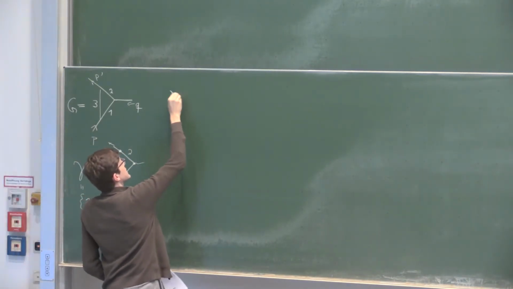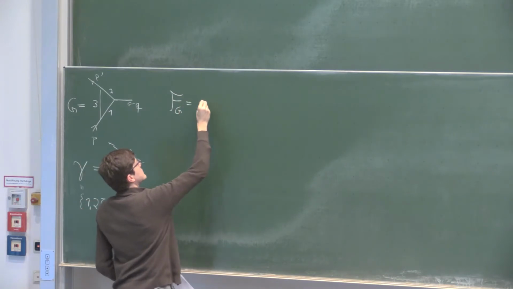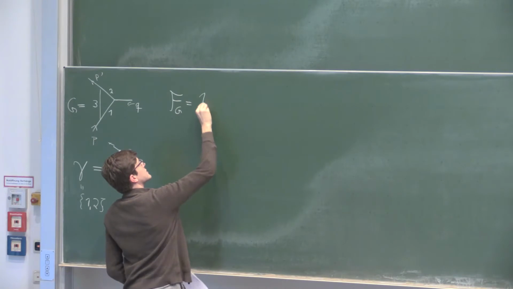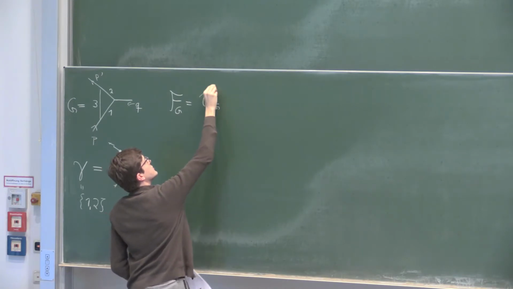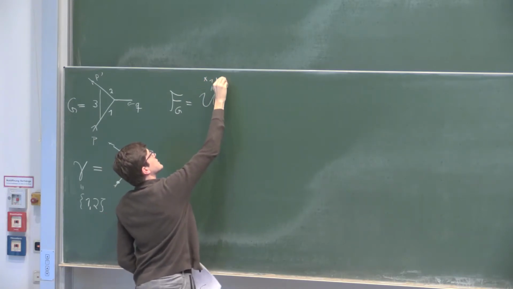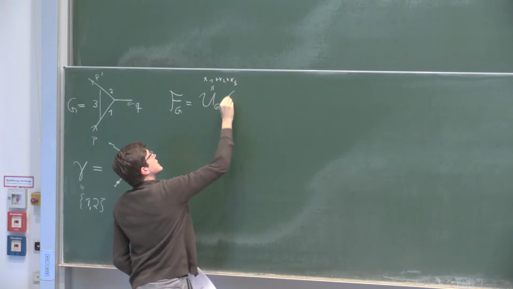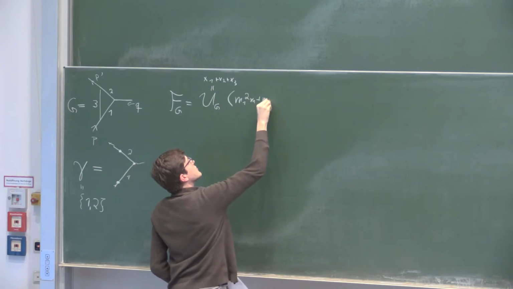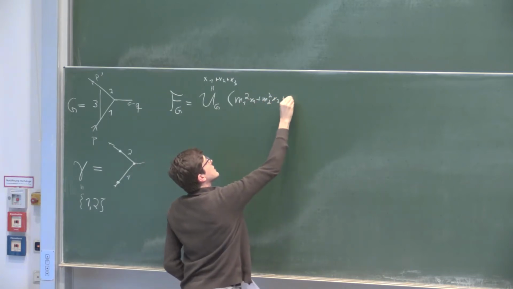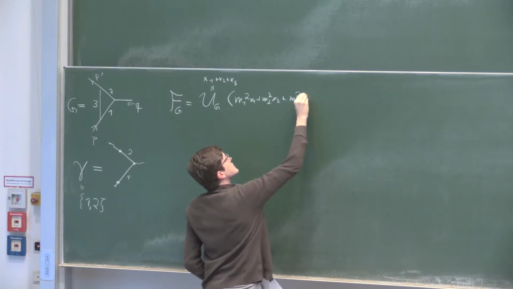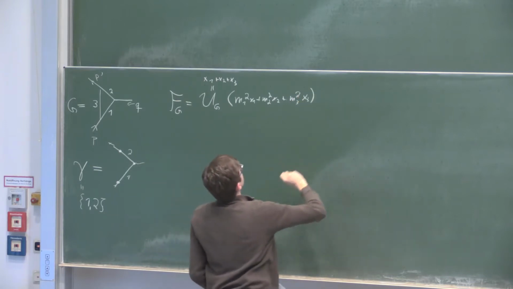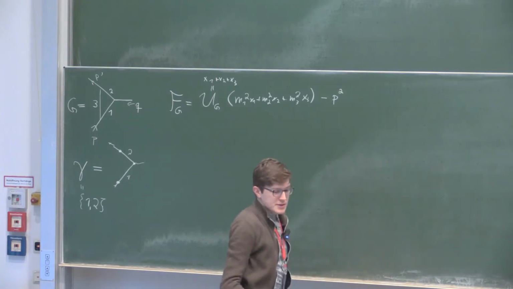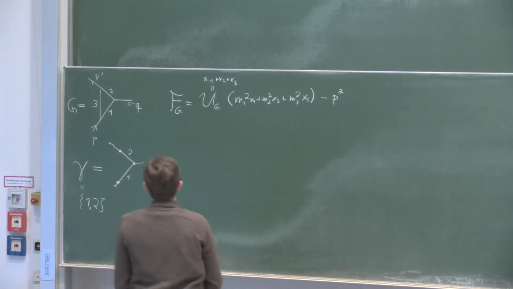Well, it had this term which is U times some linear form of the masses. So there is a U_G. Remember, U_G is just x1 plus x2 plus x3. And then we have m1 squared x1, m2 squared x2, m3 squared x3. And then you have terms p squared. So this is this 2-forest thing, right? So how can we cut this graph apart?